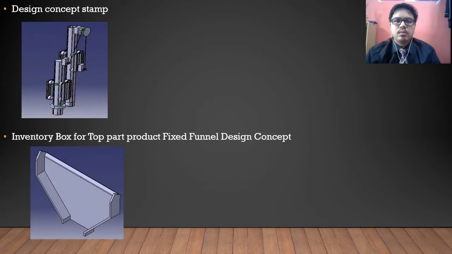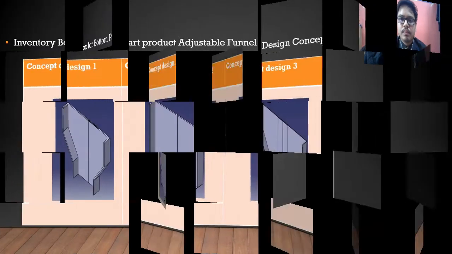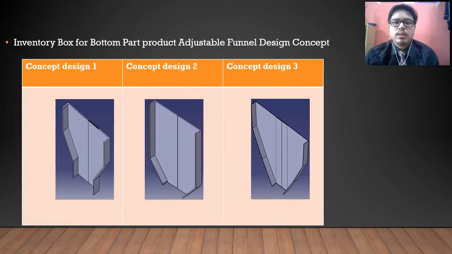In addition, to apply the concept of Karakuri and relate it in this project, the concept design was proposed to experts to gain their view and opinion on whether the design and material used are suitable or not. The figure below shows the concept design for the stamping process, adjustable funnel, and fixed funnel. Inventory box for bottom part product, adjustable funnel. There were three design concepts created, which are concept design 1, concept design 2, and concept design 3.